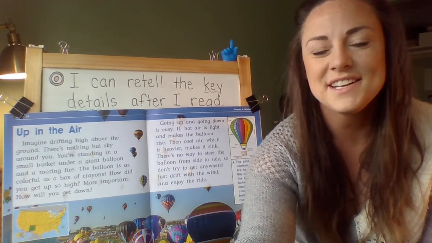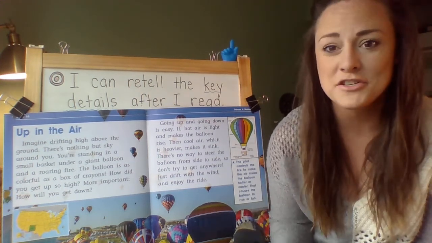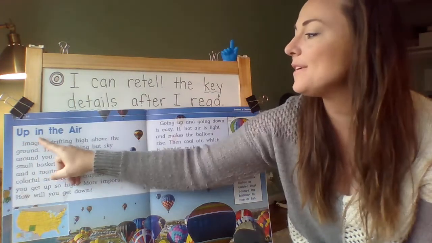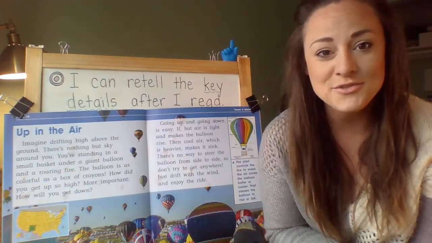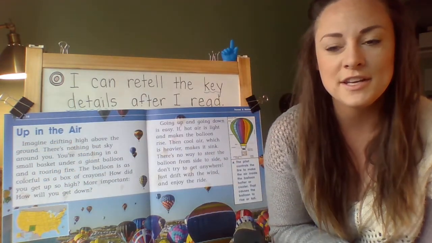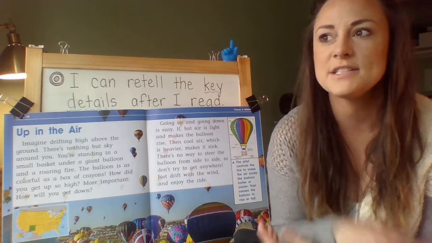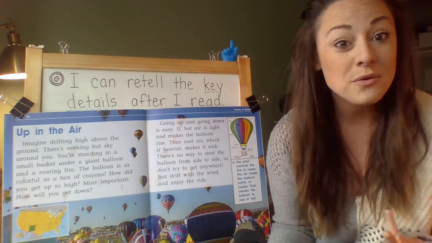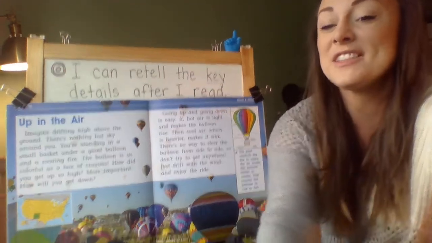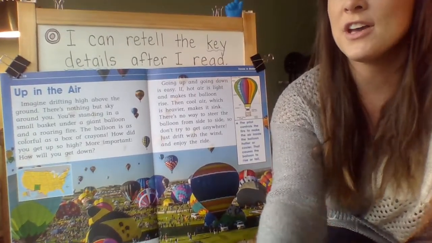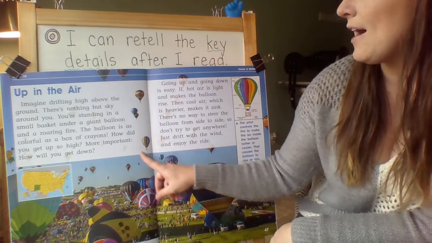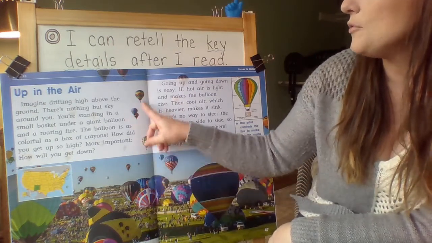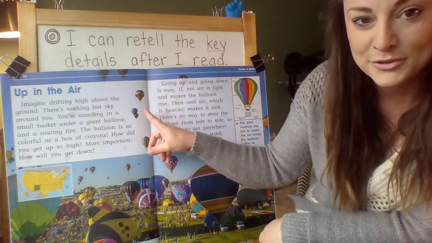Everyone, for reading today, we're going to be looking at an informational text called Up in the Air. And as you know, our essential question that we're thinking about while we read during this unit is what makes things move? So I think when we read today, when I look at these pictures on the page, we're going to be learning about how these move, which are hot air balloons.